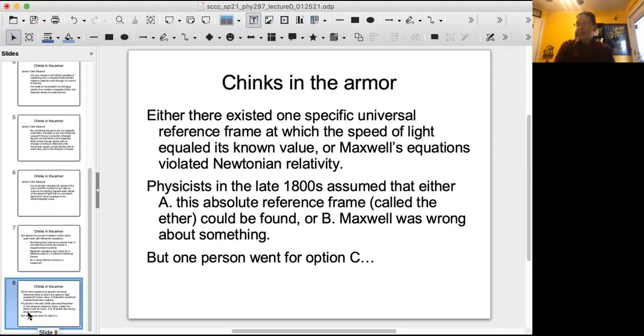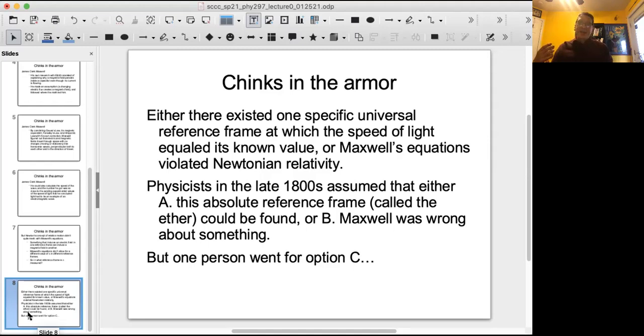However, there was a third option. There was this one person working as a desk clerk in Zurich, Switzerland, who went for option C: that it wasn't Maxwell's equations that needed a correction to be consistent with Newtonian physics, but rather Newtonian physics needed a correction to be consistent with Maxwell's equations. So this person obviously was Albert Einstein.